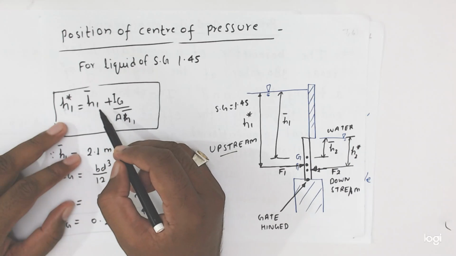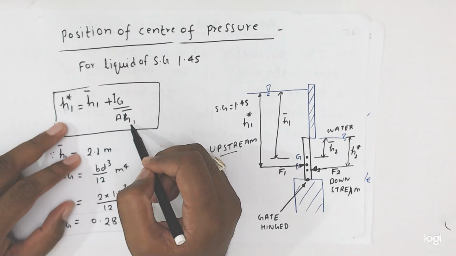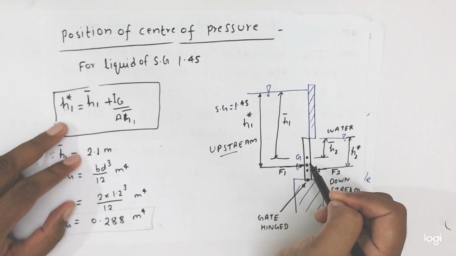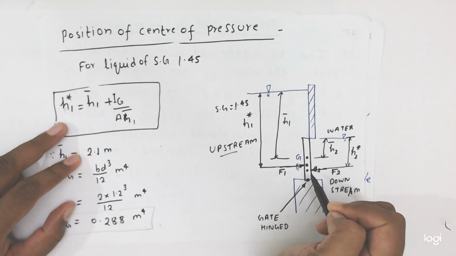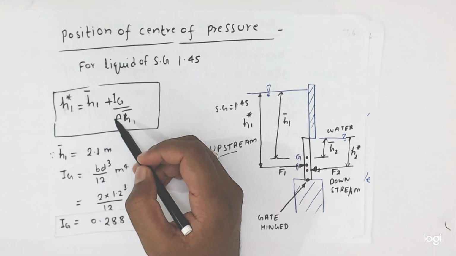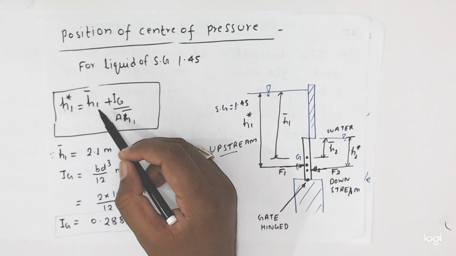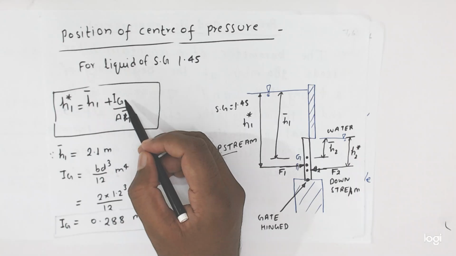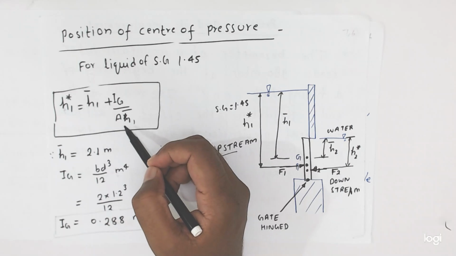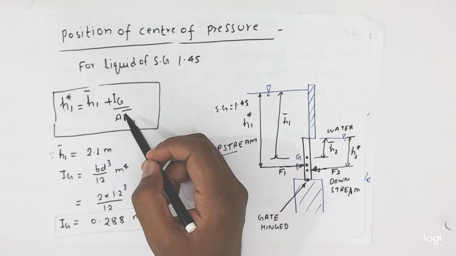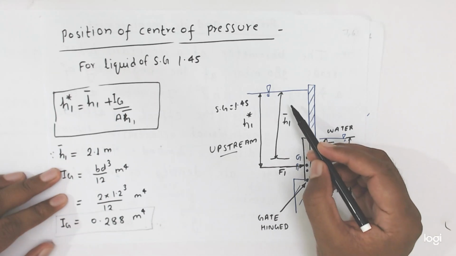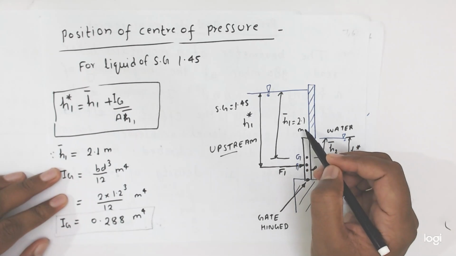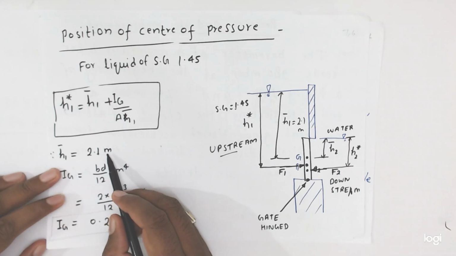H1 star is equal to H1 bar plus Ig upon A H1 bar, since the plate is vertical. Okay friends, since the plate is vertical, we will use this formula. Ig is the moment of inertia about the center of gravity. Here we know that H1 bar is equal to 2.1 meter.